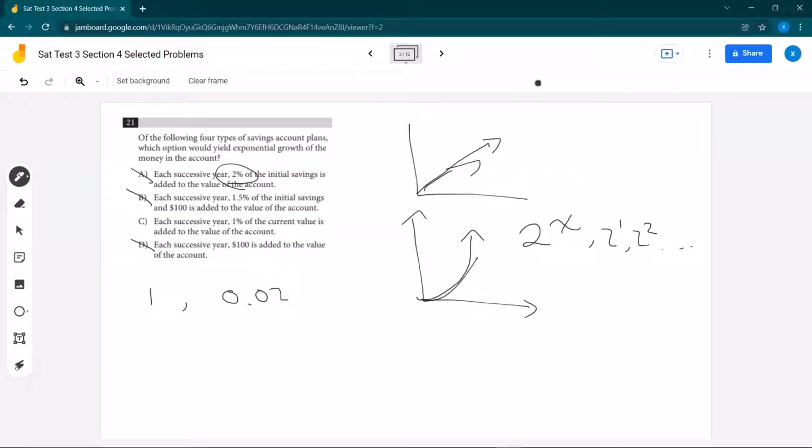And so, by process of elimination, that leaves us with C, but C also relates to the current value. It says 1% of the current value is added to the value of the account, which means that as the value grows, say 100 and then 101, the percent is being taken from this. So as this gets larger, the percent that's being added also gets larger. 1% of 101 is larger than 1% of 100, and therefore this is in fact dictating exponential growth, where the chunk that's being added is not constant, as in a linear function, but increasing. So that's what we're looking for, and that's why it's C.